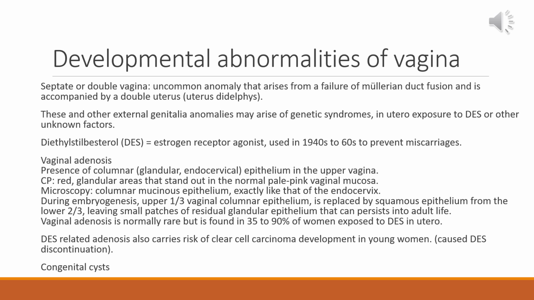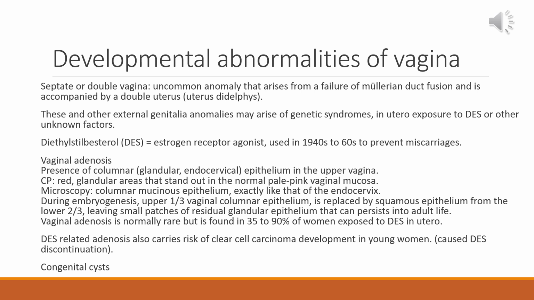What happens to the daughters of mothers who used it during their pregnancy, among many other influences around the body? Most importantly, it increased the likelihood of having vaginal adenosis many times over. What is vaginal adenosis? It's the persistence of columnar epithelium, so endocervical epithelium, in the upper vagina.